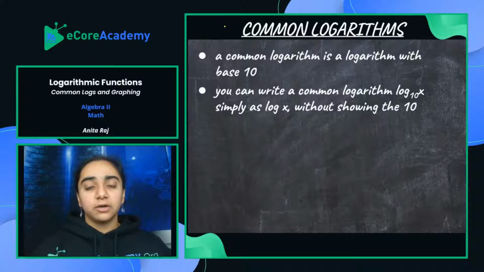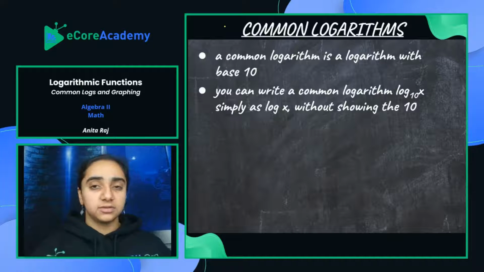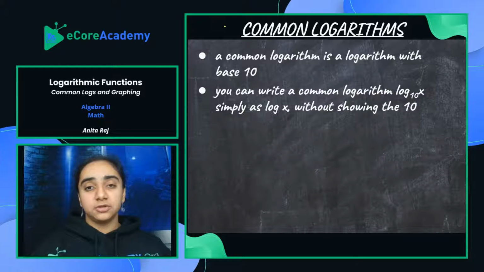Whenever you're working with logs, you might see situations where you have log of x, some variable representing some number, and you might not see a base. When you don't see a base specifically indicated, a base as in a subscript, you can automatically assume you're working with a common logarithm, so the base is going to be 10.